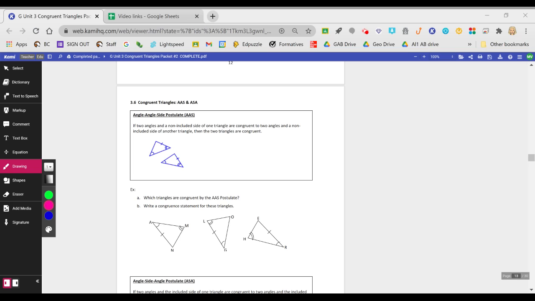Then it had to be the angle that was in between. This side does not have to be the angle that's in between. So which triangles can I prove congruent using angle, angle, side?